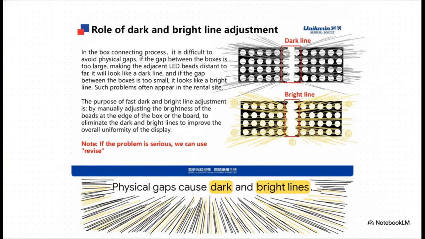Now, if you work on rental sites, you know that modules are constantly being coupled and disconnected. It's just the nature of the beast, making physical gaps practically unavoidable. And the physics here are pretty straightforward. When a physical gap between boxes is just a bit too large, it pushes the adjacent LED beads too far apart, and boom, you get a noticeable dark line. On the flip side, if you squeeze those edge beads too closely together, they form a bright line. It's literally a microscopic spacing issue causing a massive visual distraction.